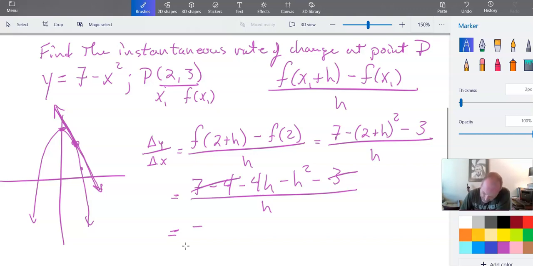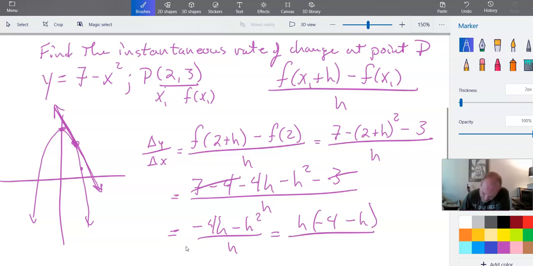So this is minus 4h minus h squared over h. And you notice h is a common factor in the numerator. So this makes this negative 4 minus h over h. And now we can cancel this out. So now I have negative 4 minus h. And if we let h equal 0 here, the answer is negative 4.